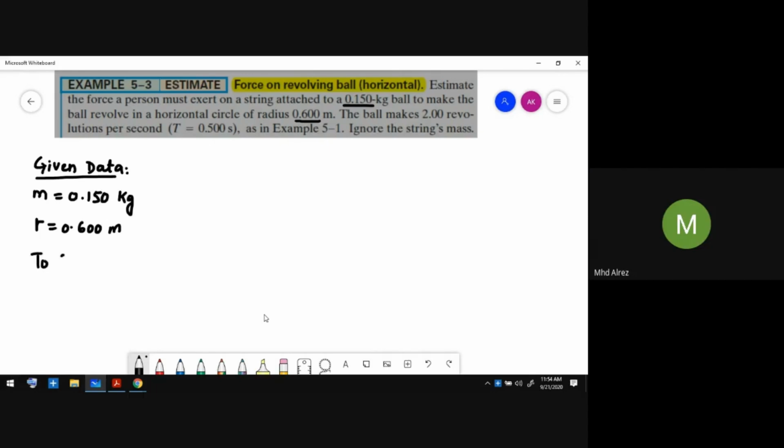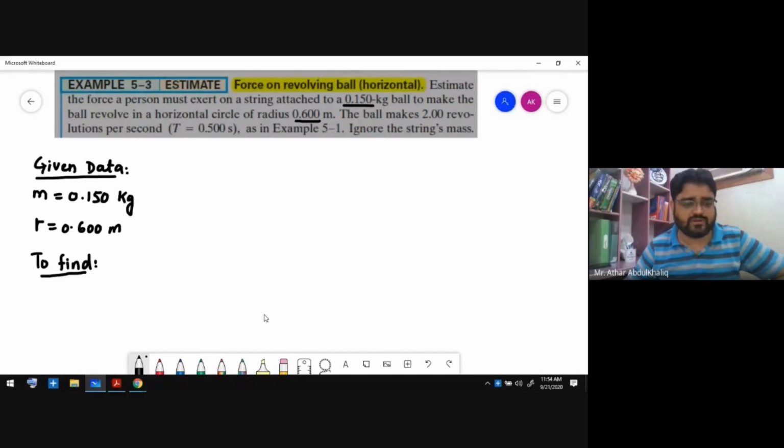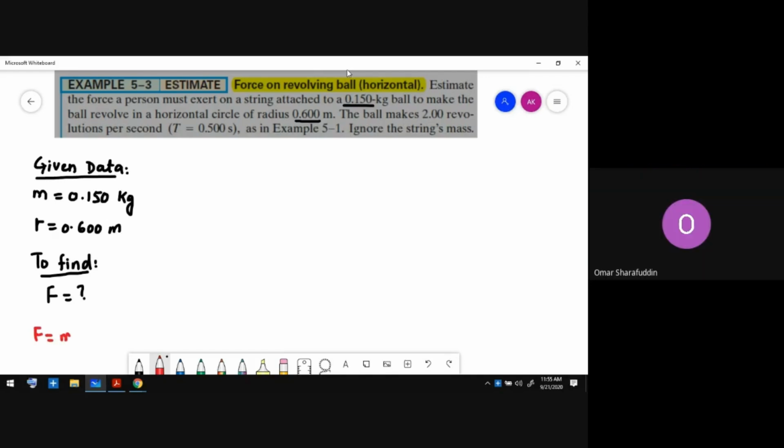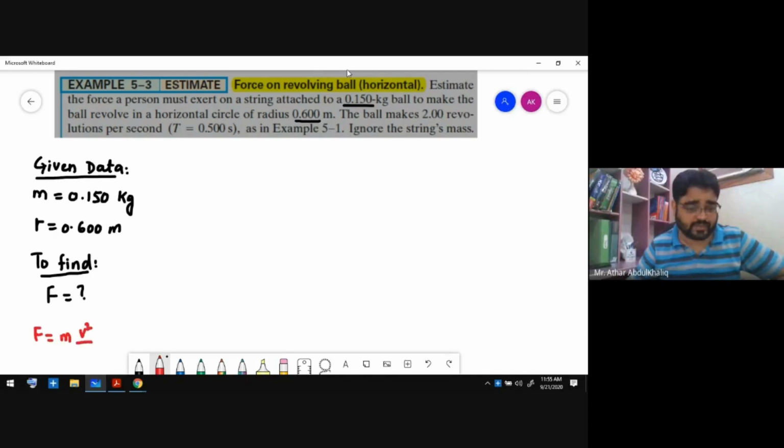Estimate the ball makes two revolutions per second. Okay, T, we will write it if we require. I don't think we require it for force, because if you remember, for force, what was the expression? F is equal to m v squared over r. Now F is equal to m v squared over r.